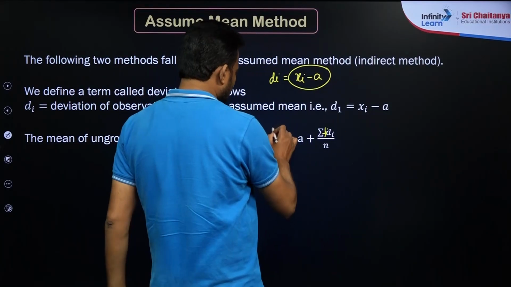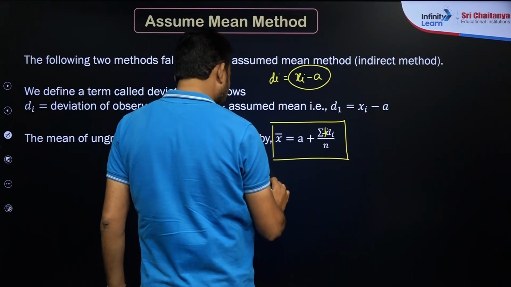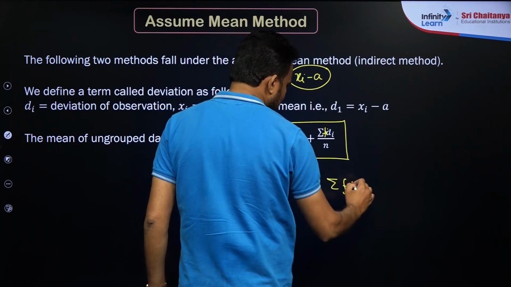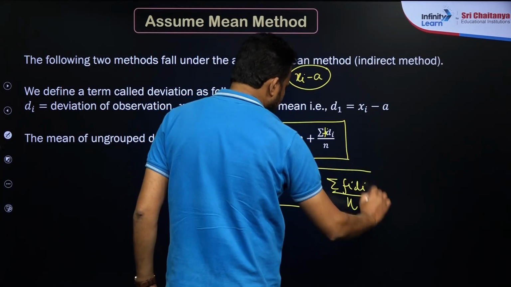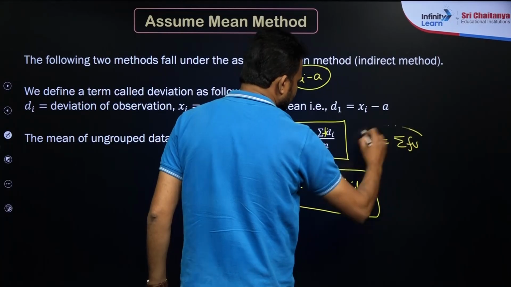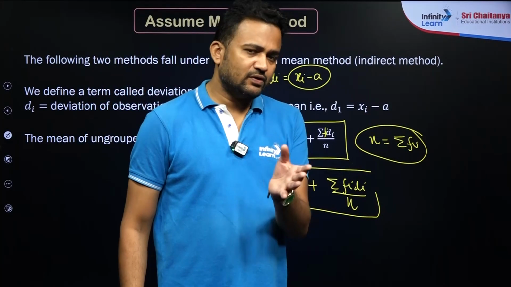We use this formula. What is the formula to find the mean in the assumed mean method? x bar will be a plus summation of fidi divided by n, where n is the sum of all frequencies. Both are the same. Understood? What is the difference? We don't directly find fixi. First of all, we will find di.